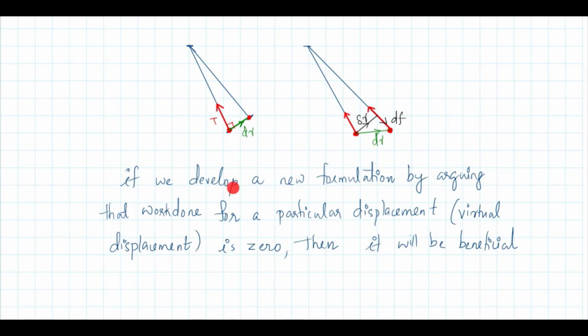Now, if we develop a new formulation by arguing that the work done for a particular displacement, which we will define as virtual displacement, is zero, then it will be beneficial. How does it become beneficial? To understand that, you have to wait for the next video also. In the next video, we will discuss the principle of virtual work and D'Alembert's principle, and thereby obtain a new set of equations. It is Lagrange's equations. So the starting point of all those things is this one.